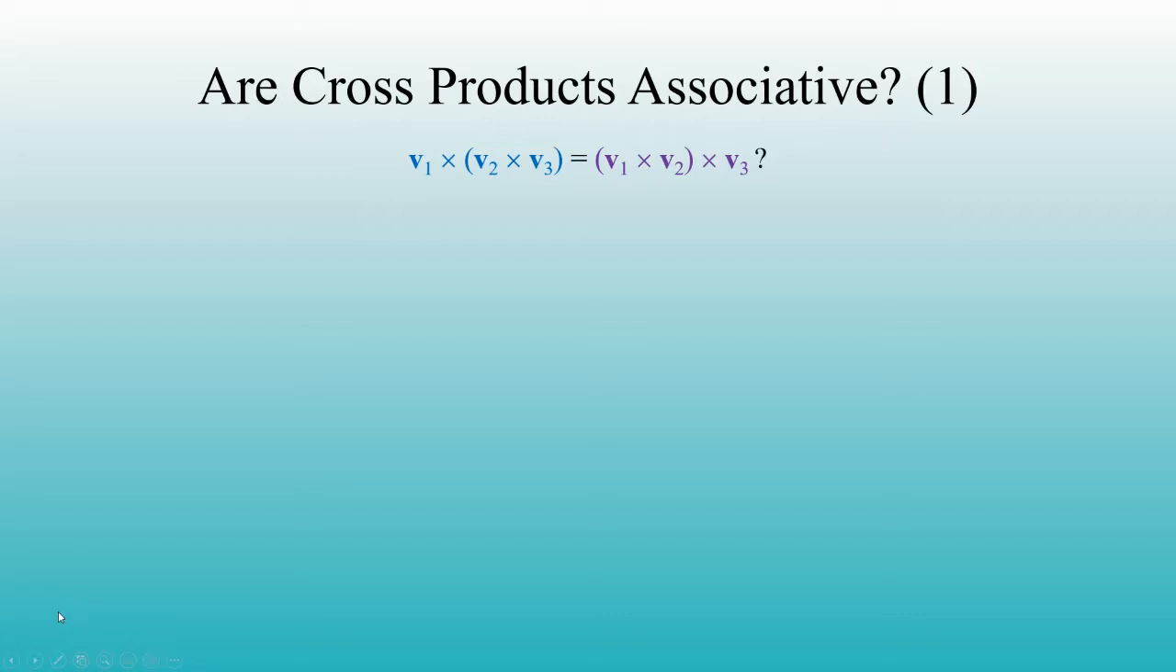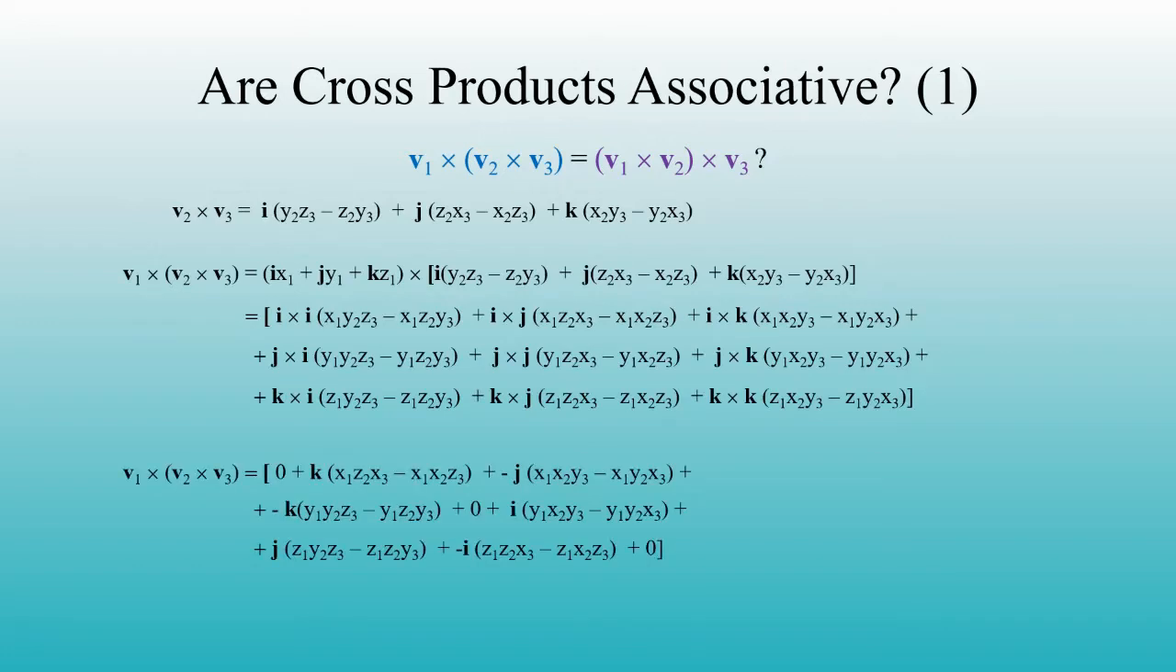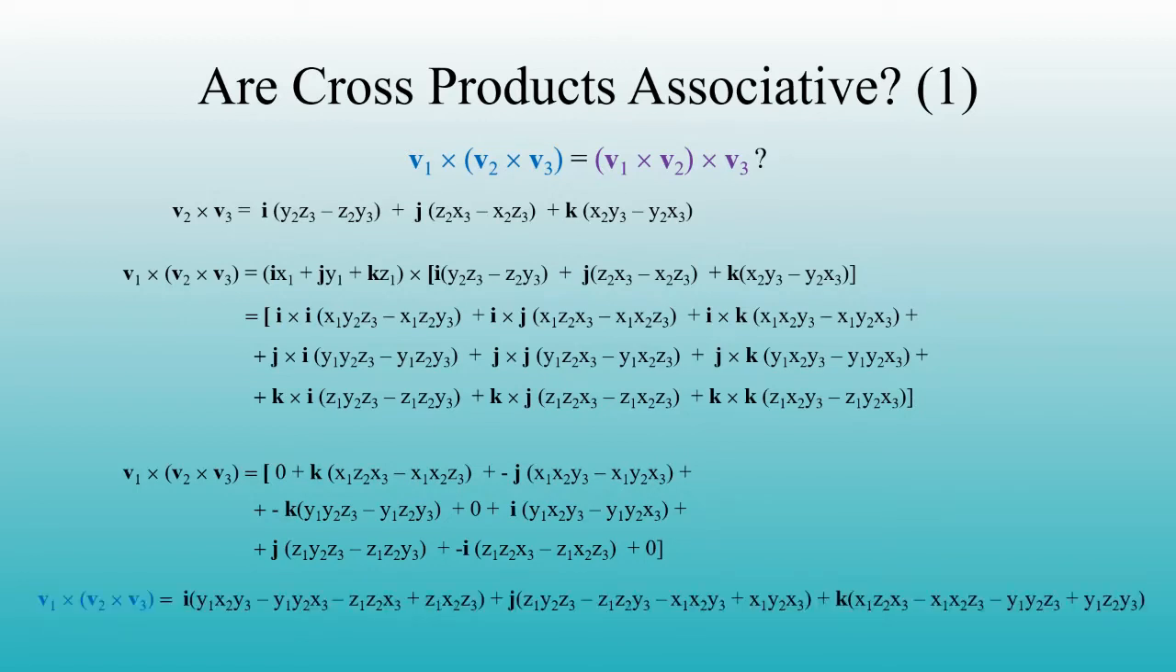Is V1 cross the quantity V2 cross V3 equal to the quantity V1 cross V2, cross V3? I'll evaluate the left blue expression first, and then the right purple expression, and then we'll compare the results. It is common practice to use the matrix determinant method to do this calculation, but this approach gives the same result. V2 cross V3 is equal to this. There are only 6 terms rather than 9 because i cross i equals 0 and all that. Then V1 cross this expression yields this long expression, which is evaluated like this, and is then regrouped like this. So this is the blue expression, 12 terms total.